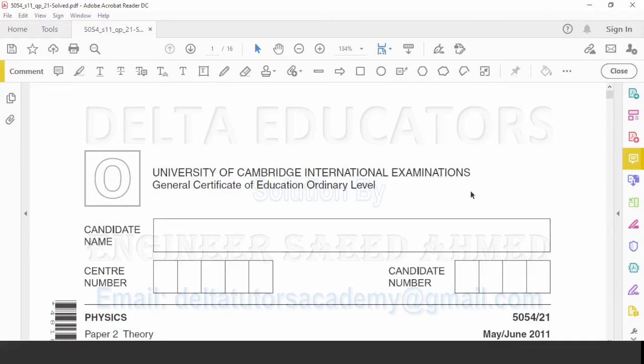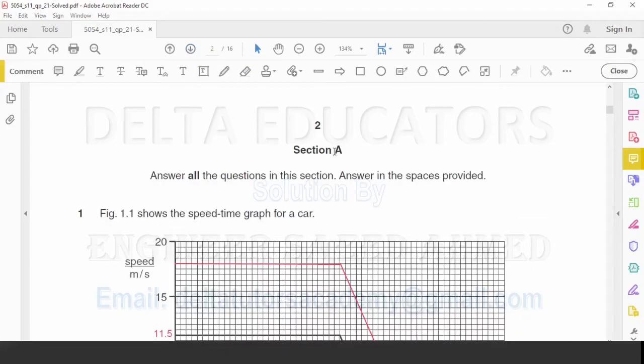Today we are going to solve O-Level Physics Paper Code 5054 Paper 2 Variant 1 May-June 2011, and the questions that we are going to solve today are question 1 to question number 4 of section A. From 5 to 8 of section A we will solve in the next session, and also for section B we will solve in the next session.